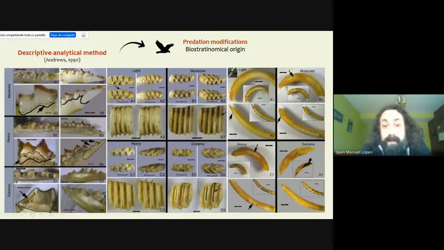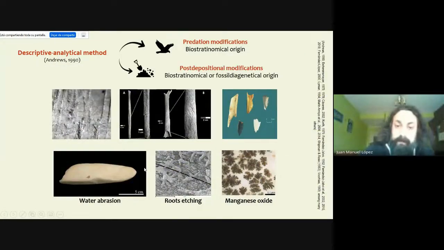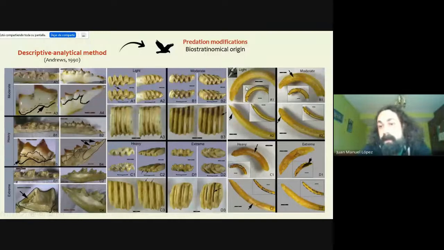After here, light, moderate, heavy to extreme, also for the arvicoline teeth, the voles' teeth, you can see here perfectly the triangles of the teeth in light, less good in moderate, and in heavy and extreme, the teeth are completely broken. And also the differences between the light, moderate, heavy, and extreme digestion in incisors, which is very studied in small mammal taxonomy.